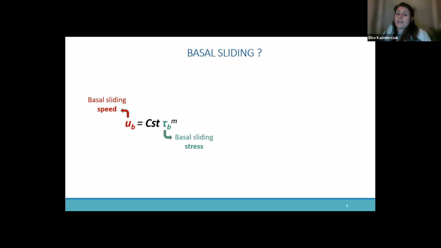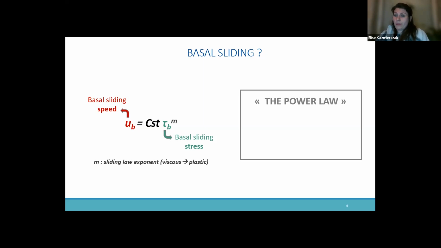The basal stress is a shear stress parallel to the surface contact between ice and bedrock and slows down the ice at the base. It's a function of ice thickness and its surface slope. M is the sliding law exponent, taking integer values. The greater the value of M, the more plastic the basal flow of ice will be. This basal sliding law is better known as the power law.